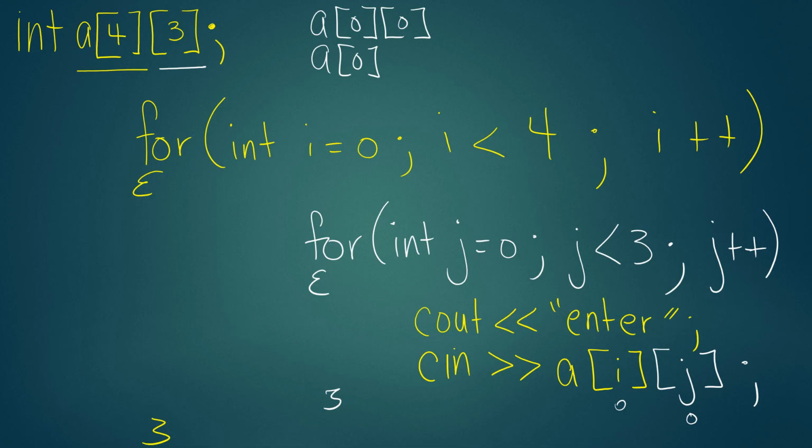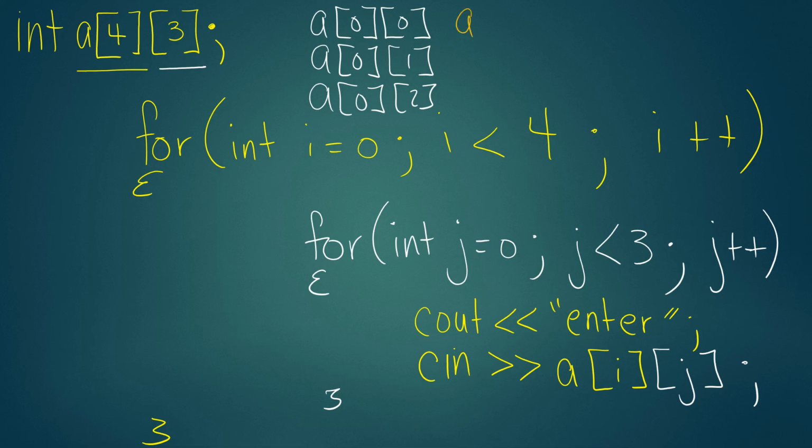So it would go from A at 0, 0 to 0, 1 to 0, 2. And then that would complete one whole inner loop. Because now 2 is less than 3, and then when you change j to 3, 3 is not less than 3, so then you go back out to the outer loop.